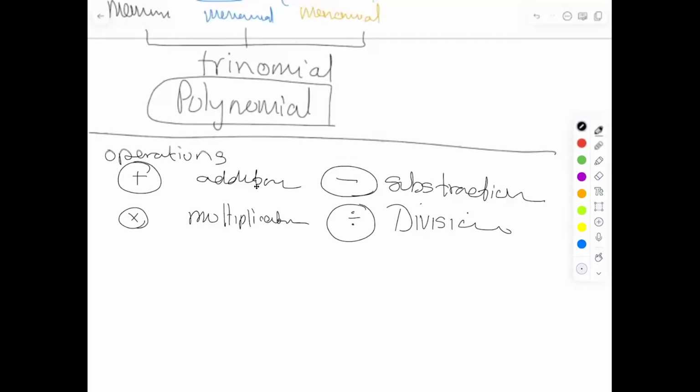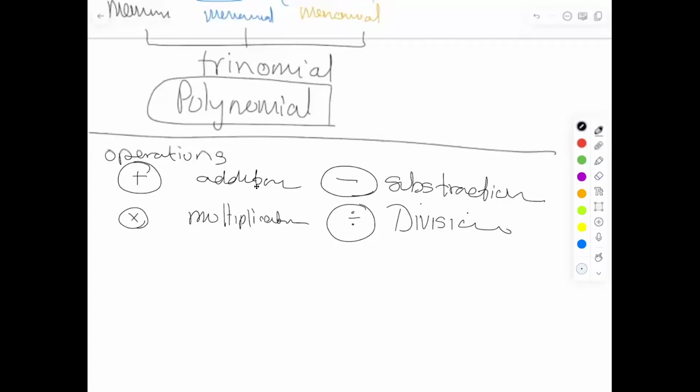Now, when we do operations, there is something that here in America they teach. When I say America, I mean the United States, right? Because America includes North America, Central America, and South America. So let's be clear, right?